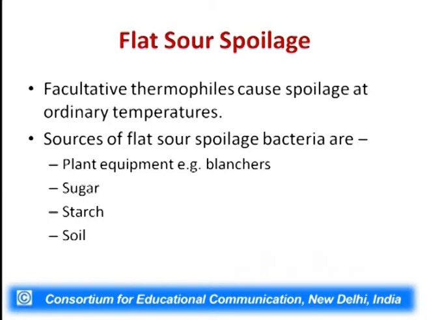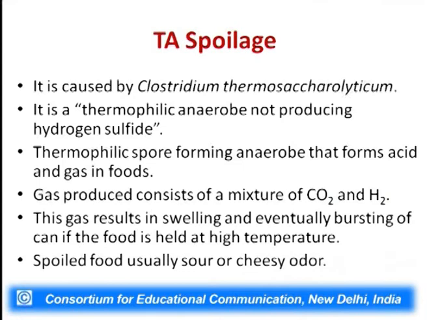Facultative thermophiles cause spoilage at ordinary temperatures because they can grow at these temperatures. Sources of flat sour spoilage bacteria are plant equipment such as blanchers, sugar, starch and soil. Another kind of thermophilic spoilage is TA spoilage. It is caused by Clostridium thermosaccharolyticum. It is a thermophilic anaerobe not producing hydrogen sulfide. That is, this grows, but it does not produce hydrogen sulfide.